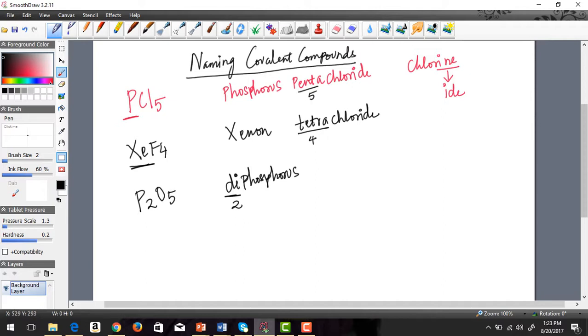Again, same business. Oxygen, that's why I said if you can memorize this once and for all, you'll be good. So YGEN becomes IDE. So diphosphorus, you've got 5 oxygens, so it's pentoxide. Penta stands for 5. Now, how difficult is that?